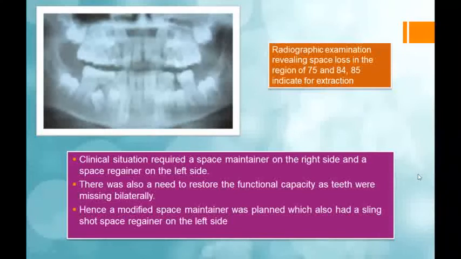The clinical situation required a space maintainer on the right side and a space regainer on the left side, and there was also a need to restore the functional capacity as the teeth were missing bilaterally. Hence, a modified space maintainer was planned, which also had a slingshot space regainer on the left side.